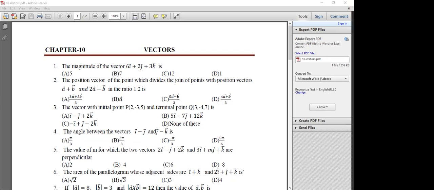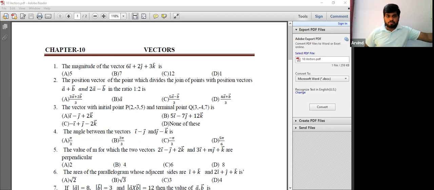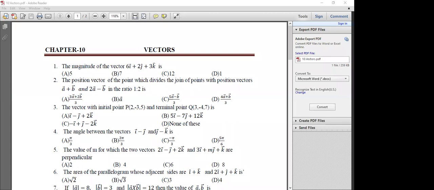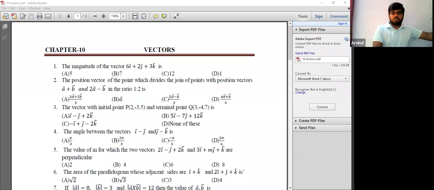Sir, the answer is 7. What is the formula? The root of 6 square plus 2 square plus 3 square. Suppose it is xi cap plus yj cap plus zk cap, the root of x square plus y square plus z square. Okay, so if you do it, 6 square plus 2 square plus 3 square will be equal to 49. Square root of 49 is 7.